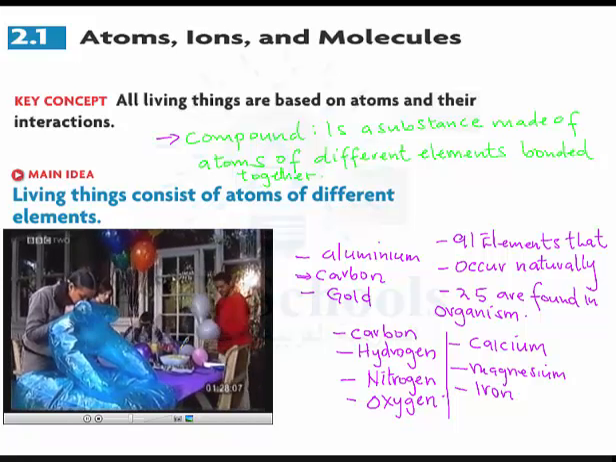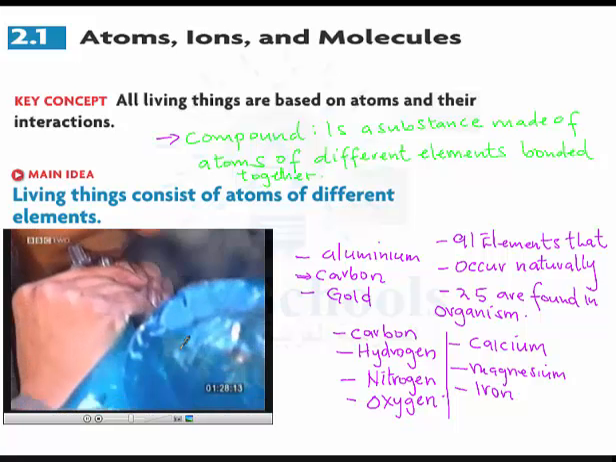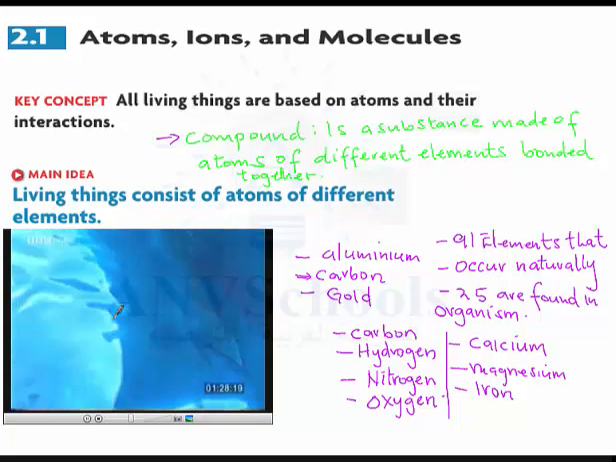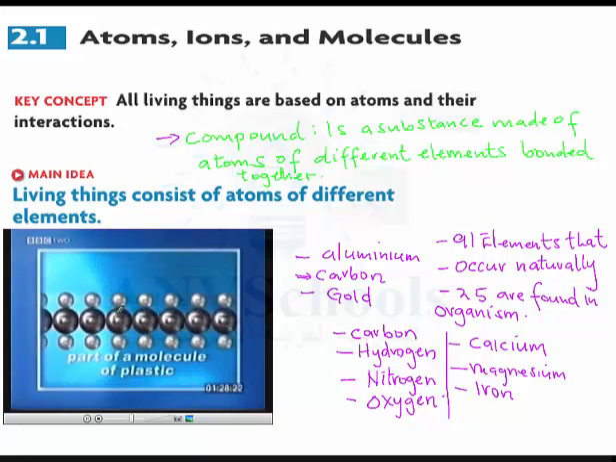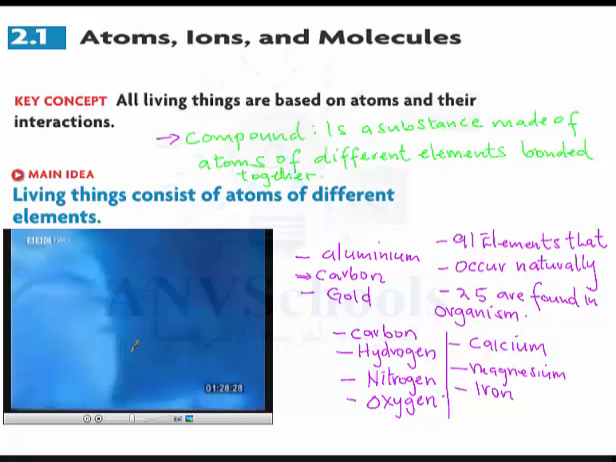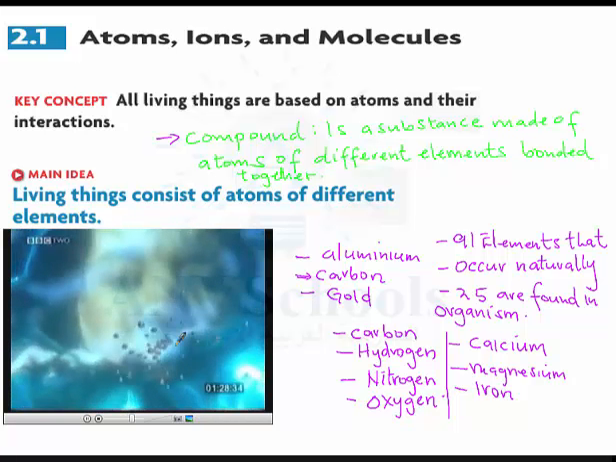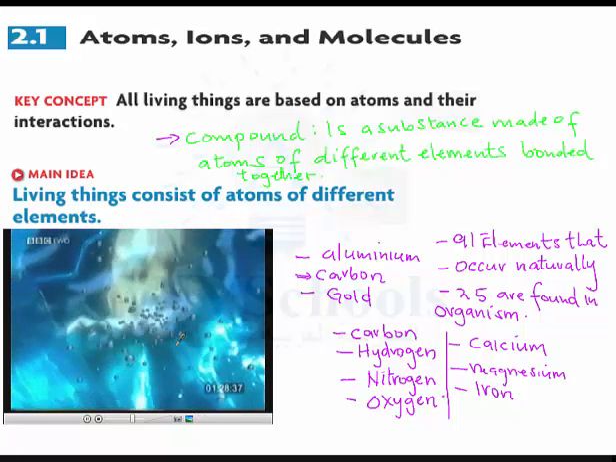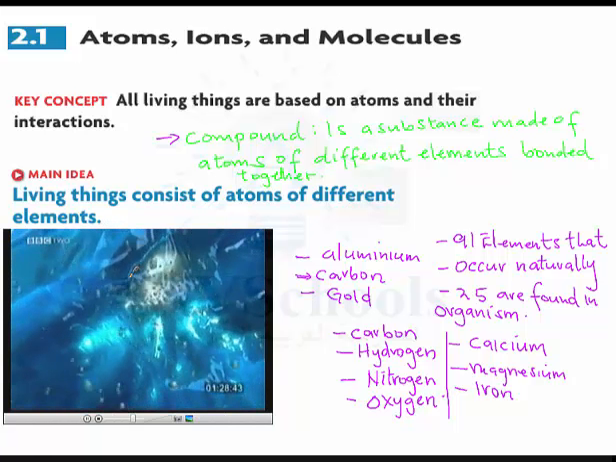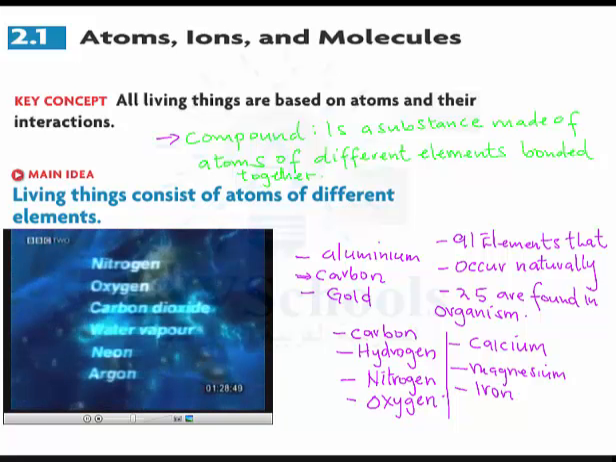All matter that we come across, be it in the form of a gas, a liquid, or even a solid, is made of matter. Part of a molecule of plastic, for example, is just a chain of carbons. And so forth. These molecules of air also have oxygen molecules. Normally oxygen is a diatomic molecule.